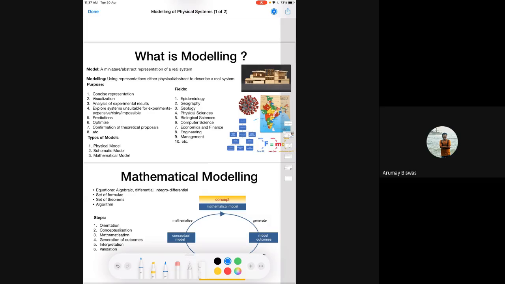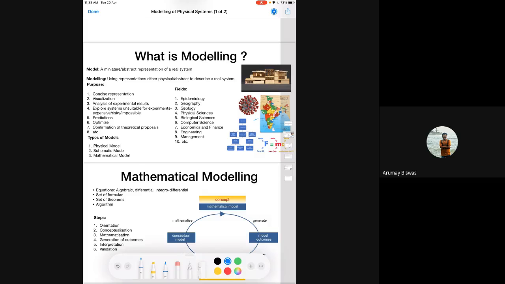You can explore systems unsuitable for experiments. So this is where modeling will stand on its own. For systems where you cannot do an experiment or you cannot look at the real system, and this can be for various reasons. It can be expensive, it can be risky, it can be simply impossible to do that.